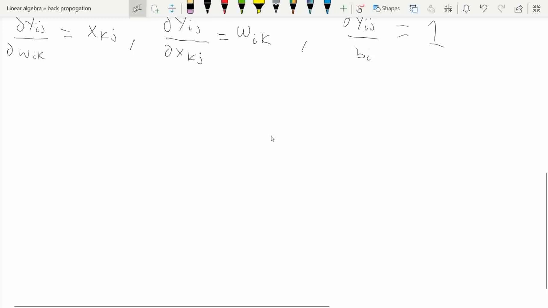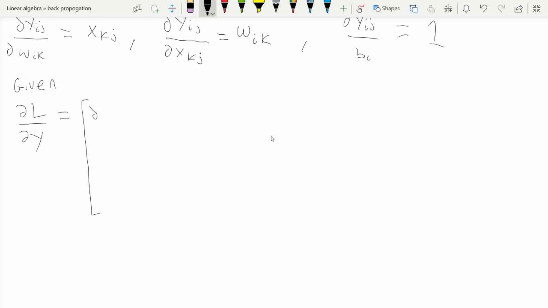Again, we'd have the loss already passed back to this layer, so we'd already be given the derivative of the loss with respect to y, and that would be a matrix like this: del L by del Y 0 0, del L by del Y 0 1, and so on, del L by del Y 1 0, del L by del Y 1 1, and so on.